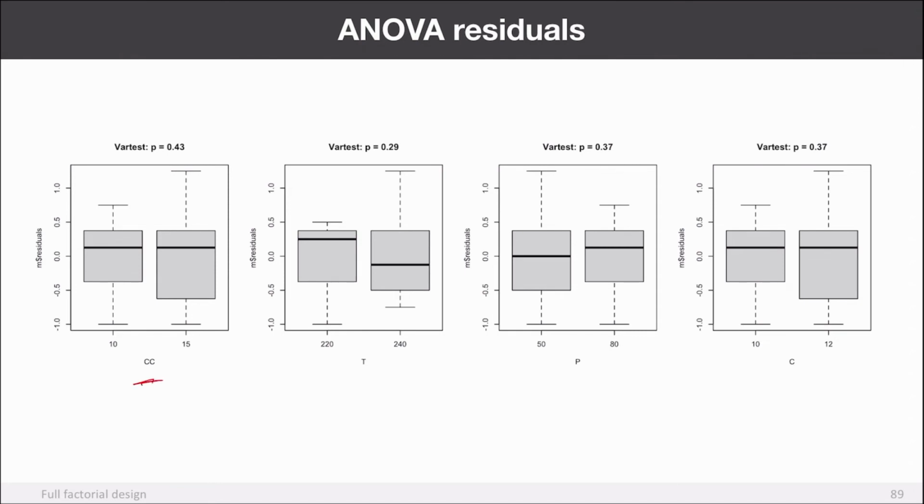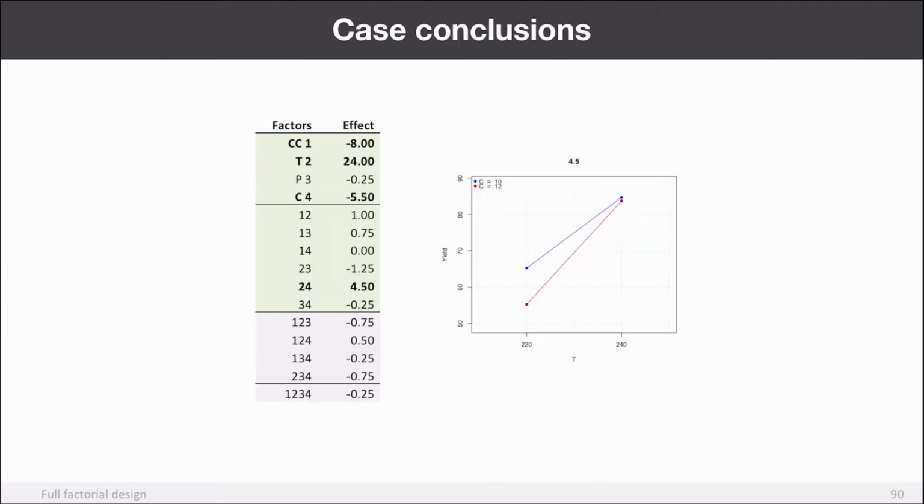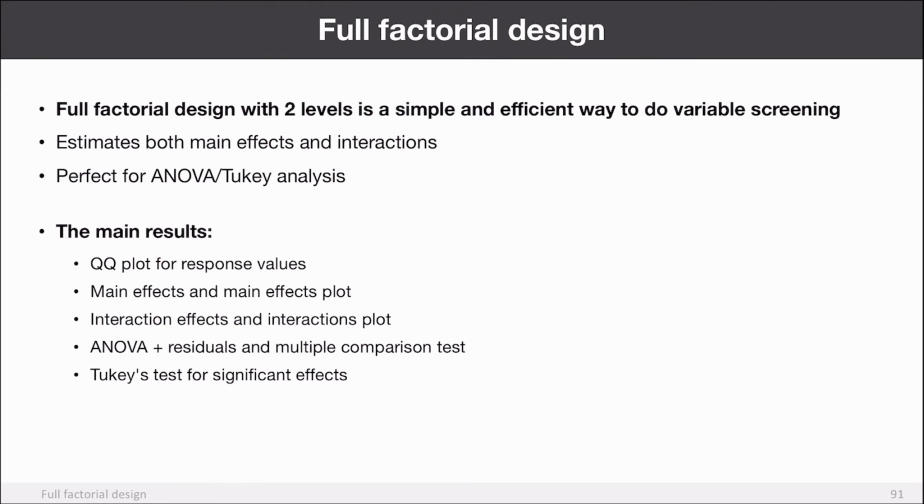I make a visualization of how the variation of the residuals looks depending on the level of each of the 4 factors. It seems to be more or less the same. And then the p-value for the variance test is also quite large. So in this case, again, it seems the ANOVA results are reliable enough. Okay, so that's it for this case, and we can conclude on full factorial design.